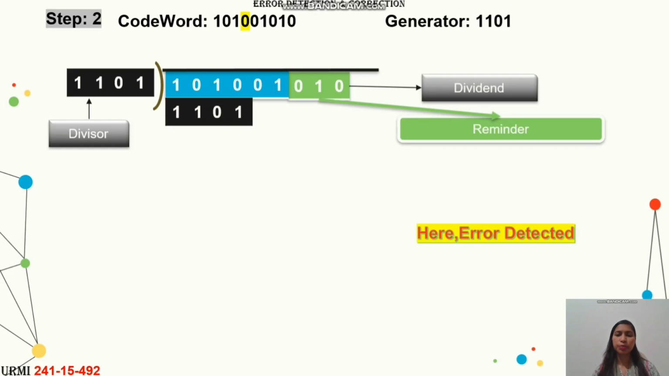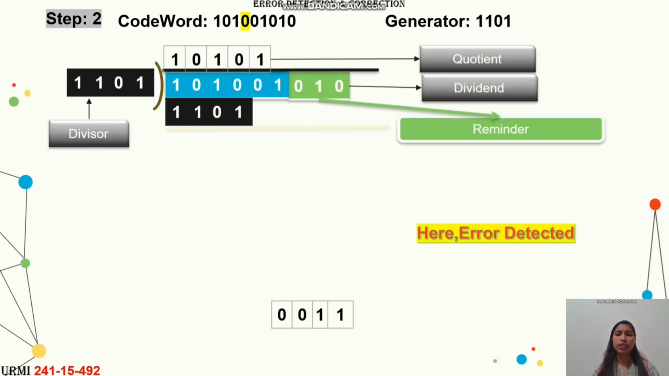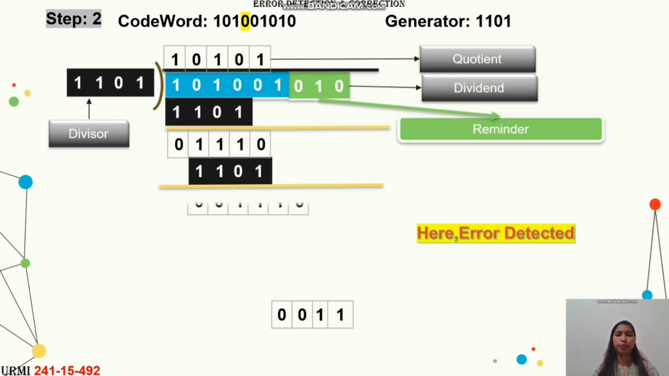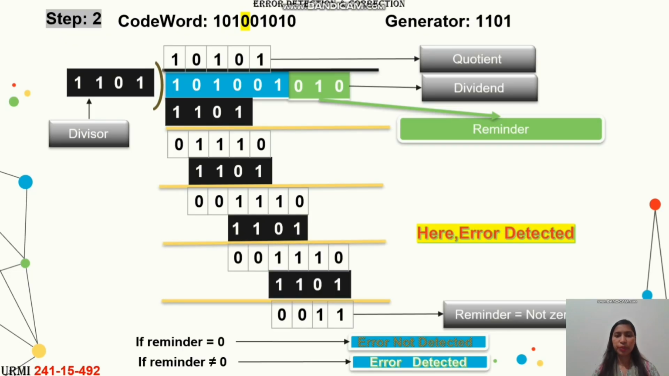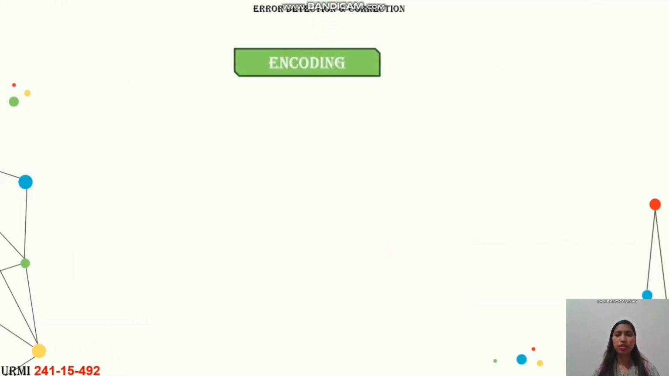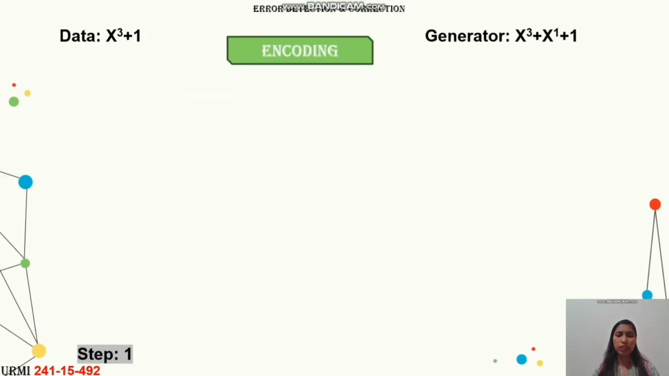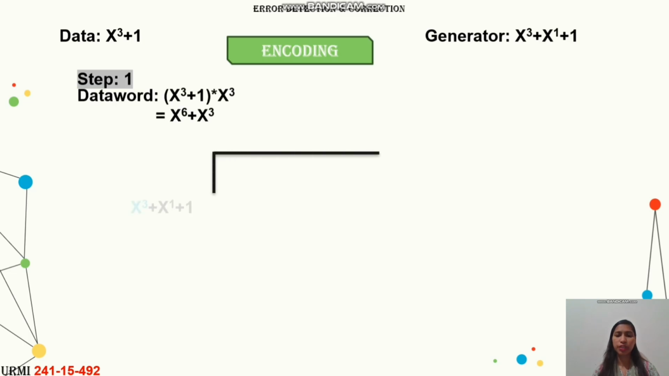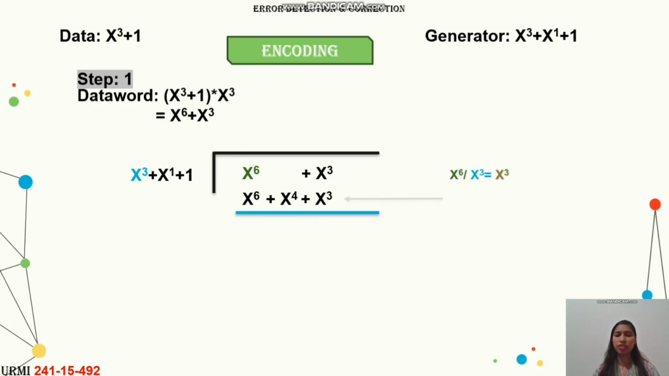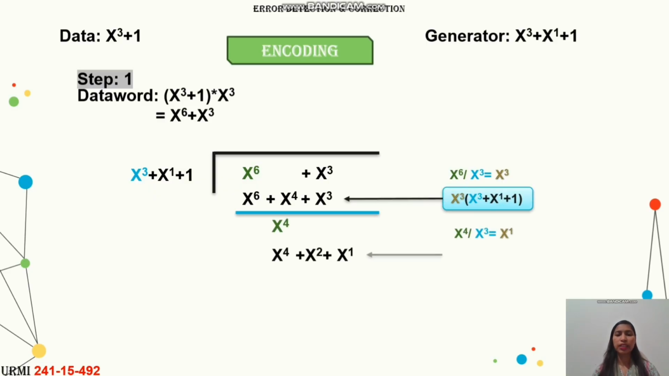Next, we move to the polynomial version of CRC, which uses algebra instead of bits. CRC encoding polynomial method. In this slide, the data polynomial is x to the power 3 plus 1, and the generator polynomial is x to the power 3 plus x plus 1. Here we will follow some steps. Step 1: multiply the data by x to the power 3, shifting left by 3 degrees. This gives us a new polynomial to divide. Step 2: divide the shifted data by the generator polynomial.